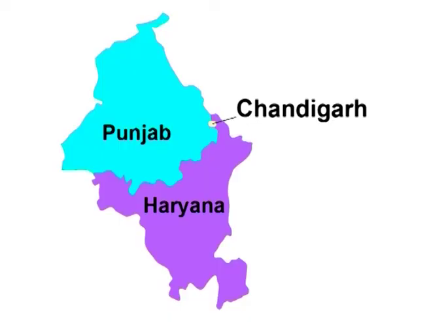However, the city of Chandigarh was on the border and was thus created into a union territory to serve as capital of both these states.